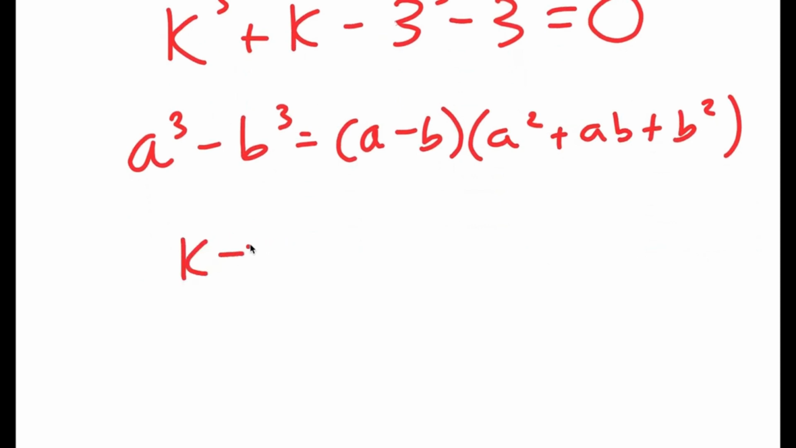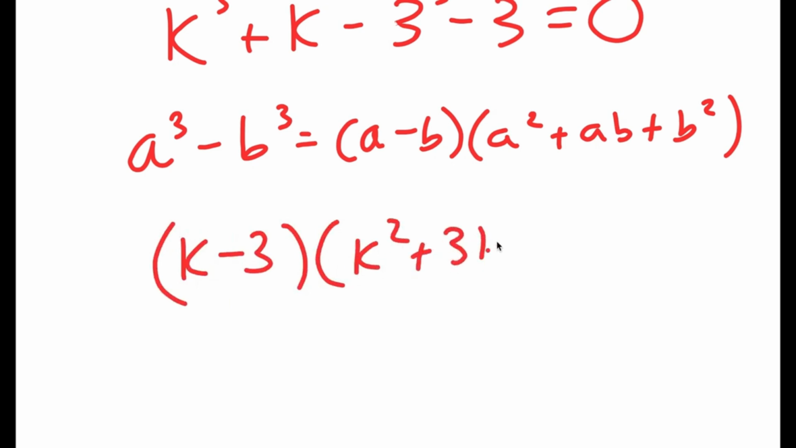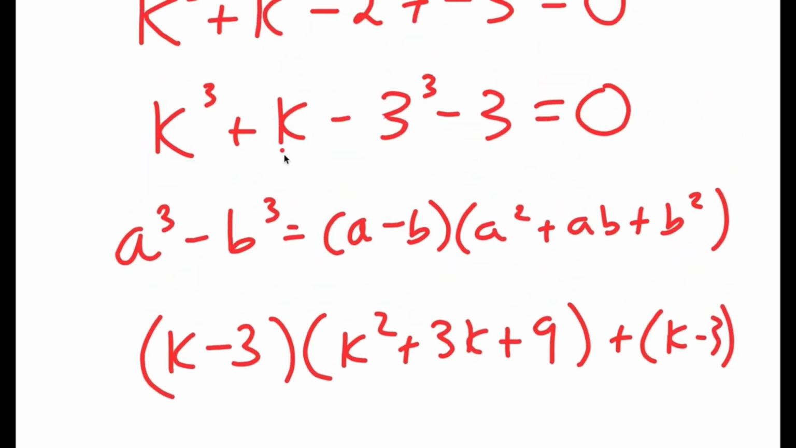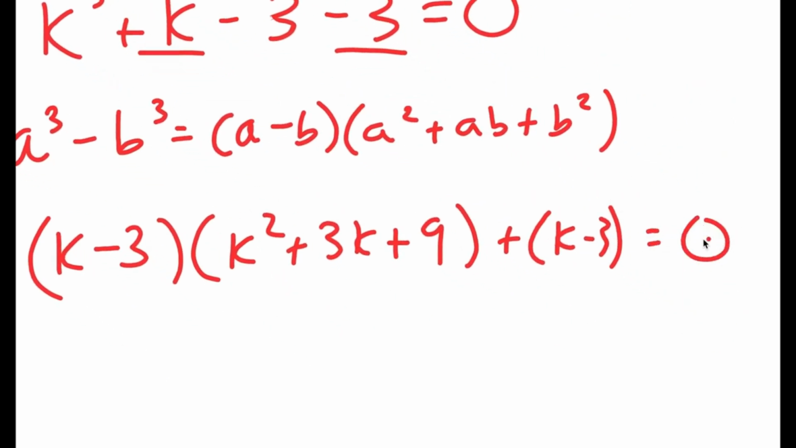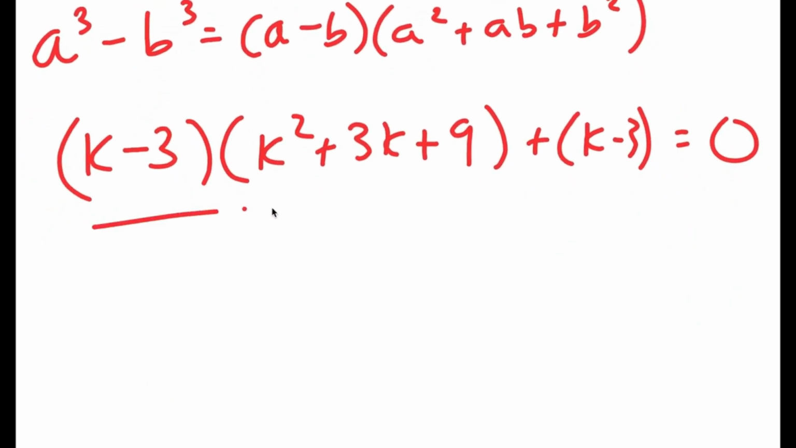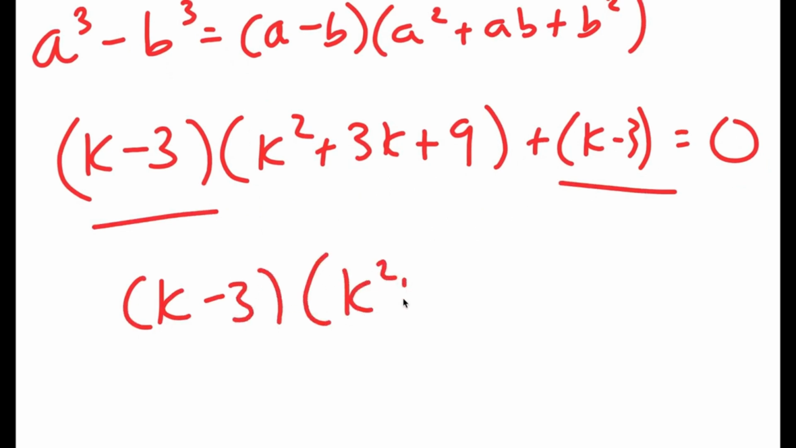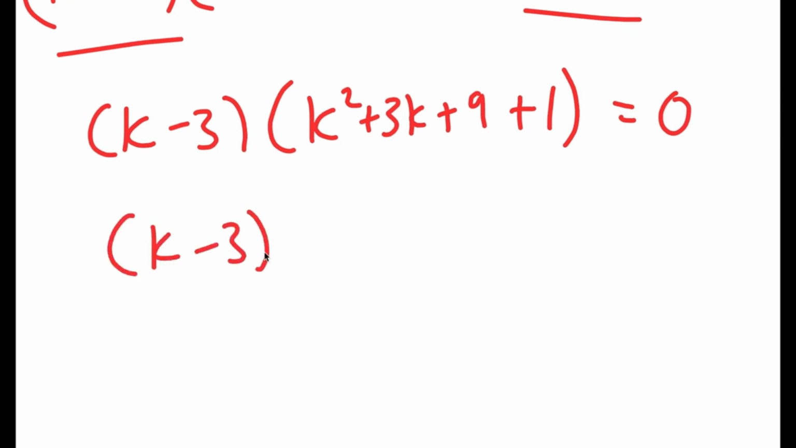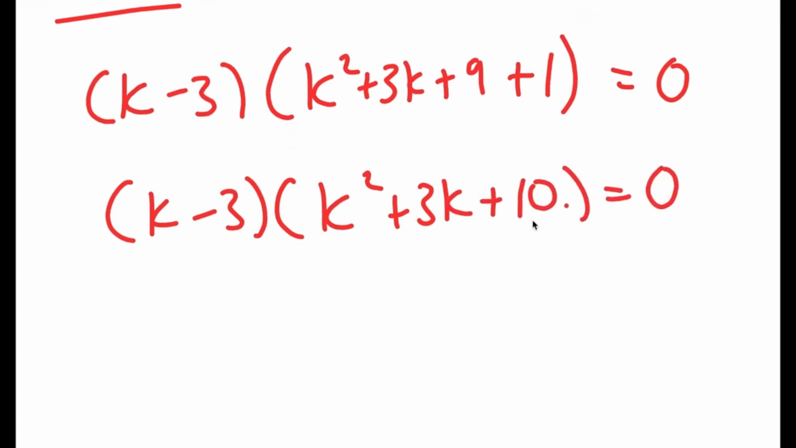So this is equal to k minus 3 times k squared plus 3k plus 3 squared, which is 9. And we can't forget our plus k minus 3 at the end, which is this part right here. And this is equal to 0. So now, because both of these terms have k minus 3 in them, I can factor out k minus 3. So I get k minus 3 times k squared plus 3k plus 9 plus 1, because k minus 3 divided by k minus 3 is 1, is equal to 0. So this turns into k minus 3 times k squared plus 3k plus 10 is equal to 0.